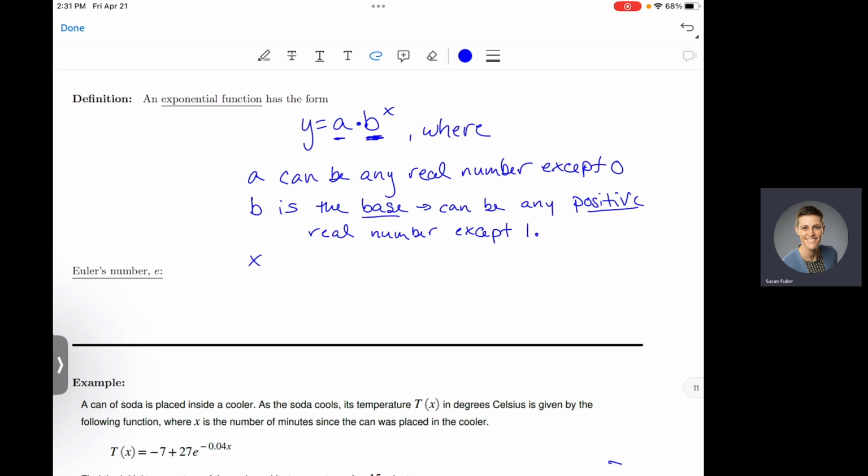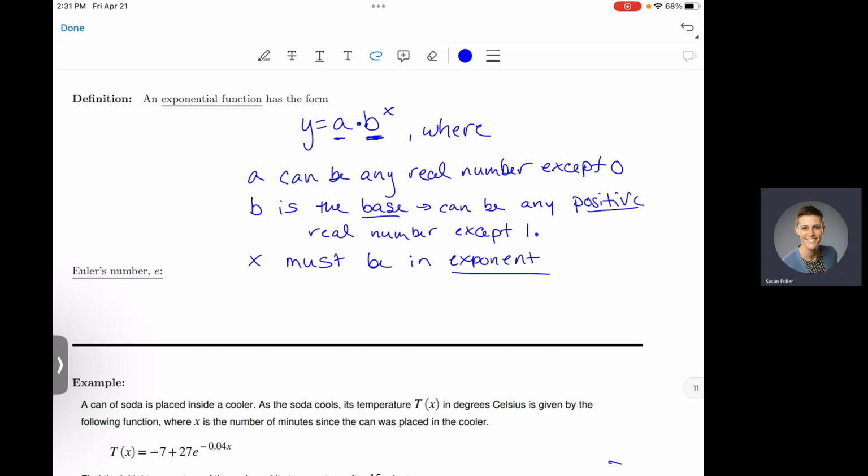And x is your variable. x must be in your exponent in order to be an exponential function. That's what makes an exponential function exponential. The variable is in the exponent.